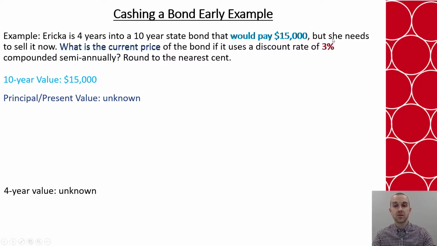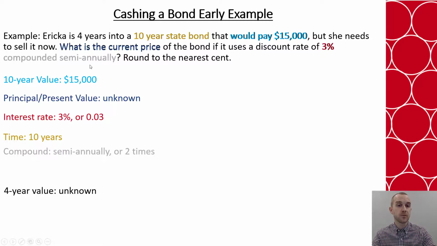Now, we know the interest rate is 3%, and we know that the full term of the bond is 10 years. Next, we know that it's compounding semi-annually, so that's 2 times a year. And the last thing is we're 4 years into it, so we've currently had 4 years pass. That's going to be necessary for the second part of this problem.